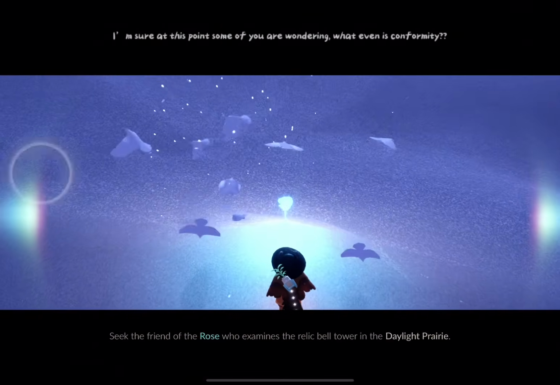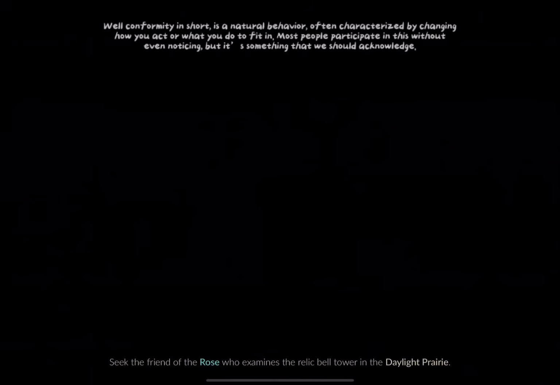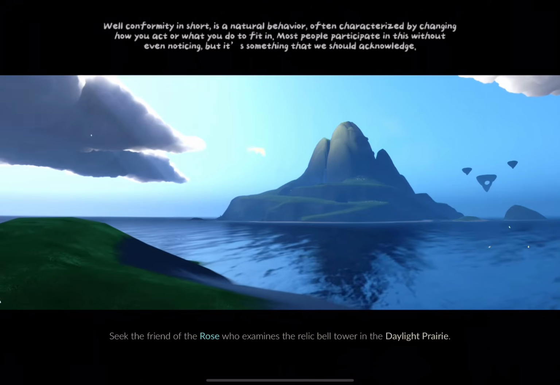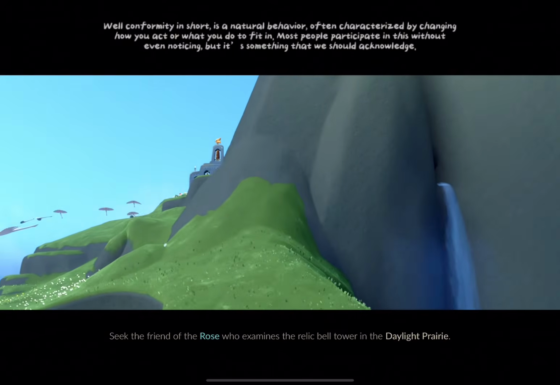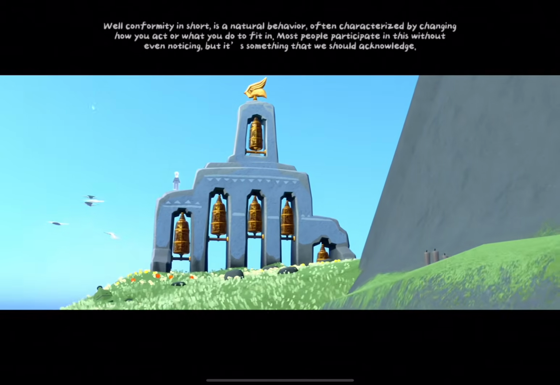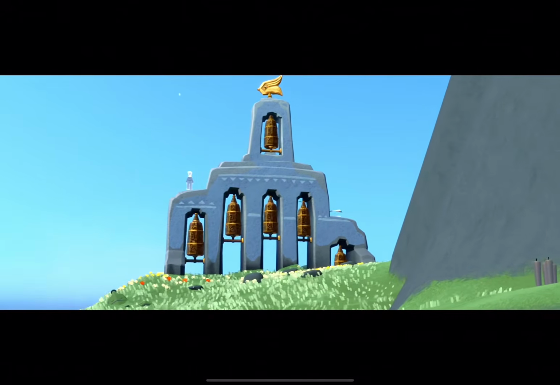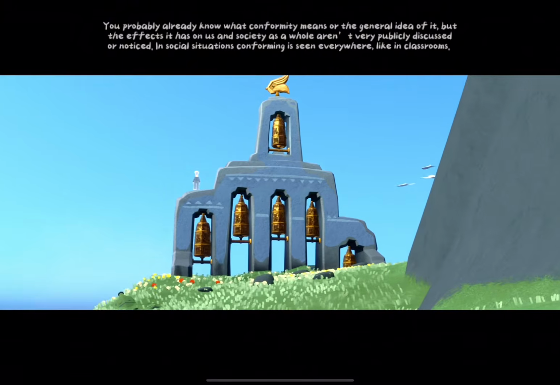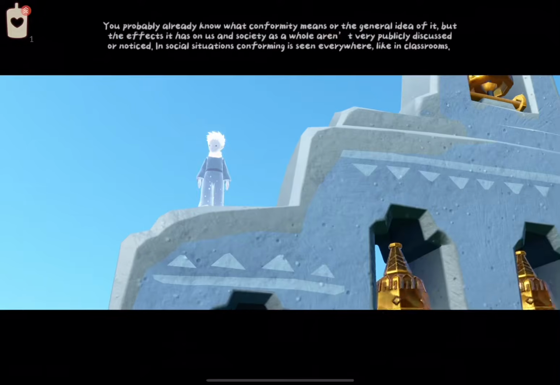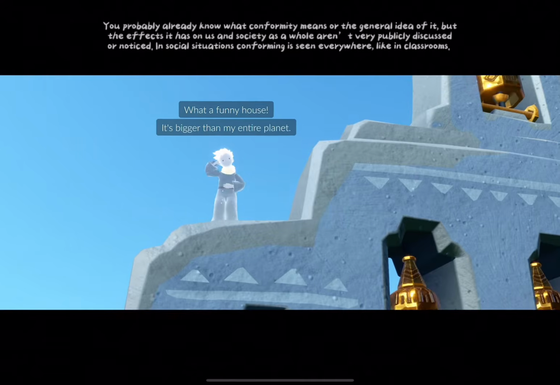I'm sure at this point some of you are wondering what even is conformity. Well, conformity, in short, is a natural behavior, often characterized by changing how you act or what you do to fit in. Most people participate in this without even noticing, but it's something that we should acknowledge. You probably already know what conformity means or the general idea of it, but the effects it has on us and society as a whole aren't very publicly discussed or noticed.